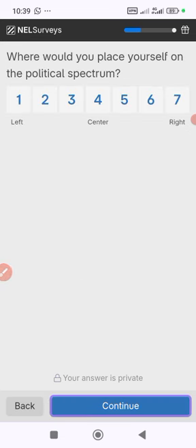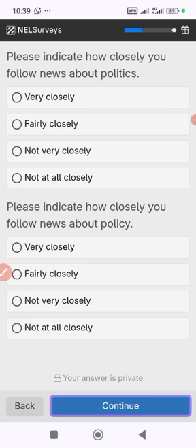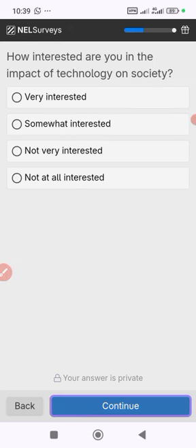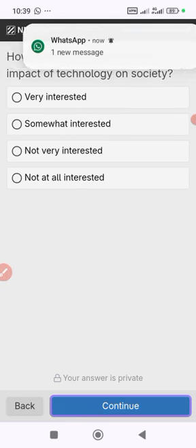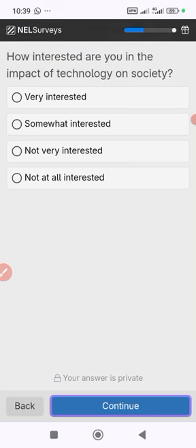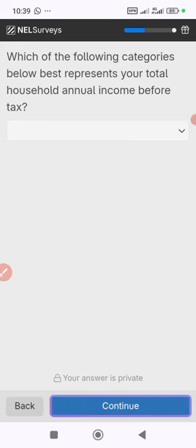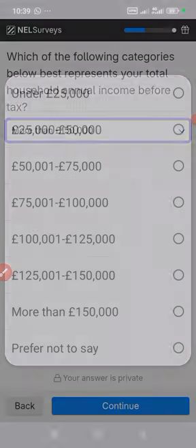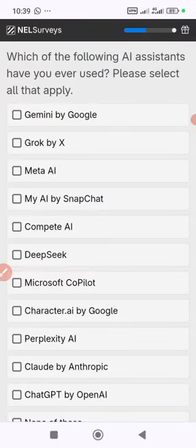Let's see. Where would you place yourself on the political spectrum? I'll just say 4 at the center. Please indicate how closely you follow news. Fairly close. Indicate how closely you follow policy. Fairly close. How interested are you in the impact of technology in society? Somewhat interested. They said, which of the following categories below best represents your total household income? Yes, my total household income is £200,000, so I would go with this, above 200.